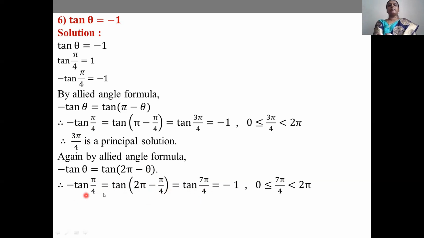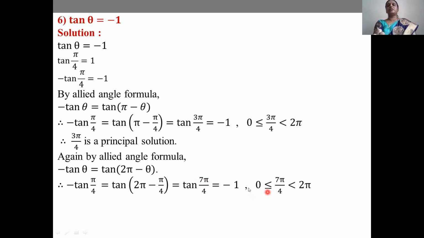Now minus tan pi by 4 and tan 7 pi by 4 are equal. Keep the value of minus tan pi by 4, which is minus 1. This means at the angle 7 pi by 4, we get the value of tan as minus 1. Therefore, this may be our second principal solution.